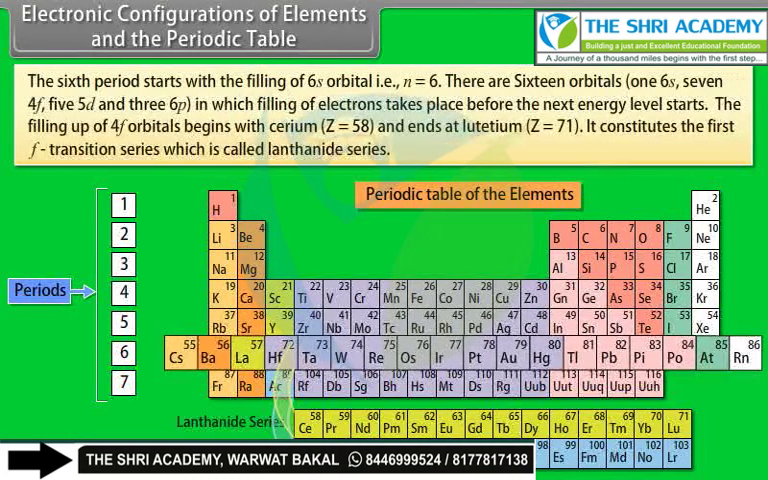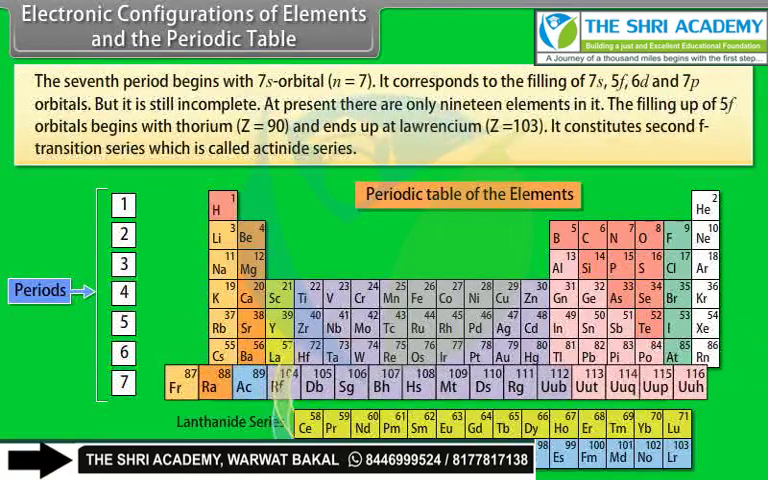The sixth period starts with the filling of 6s orbital, that is n equals 6. There are 16 orbitals, one 6s, seven 4f, five 5d and three 6p, in which filling of electrons takes place before the next energy level starts. The filling up of 4f orbitals begins with cerium, atomic number equals 58, and ends at lutetium, atomic number equals 71. It constitutes the first f transition series, which is called the lanthanide series.